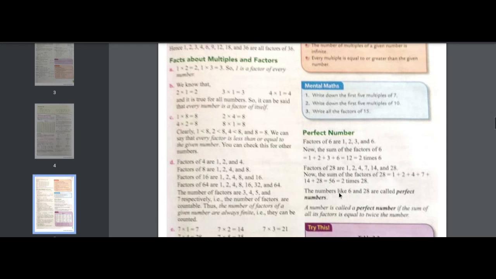Now this is the question on the third part. Write all the factors of 15. Now we have to do this. All the factors of 15. 15 ones are 15, so 15 is present in the table of 1, 15 is present in the table of 3, 15 is present in the table of 5, and 15 is present in the table of 15.